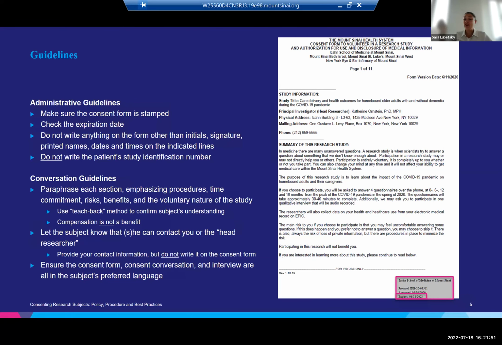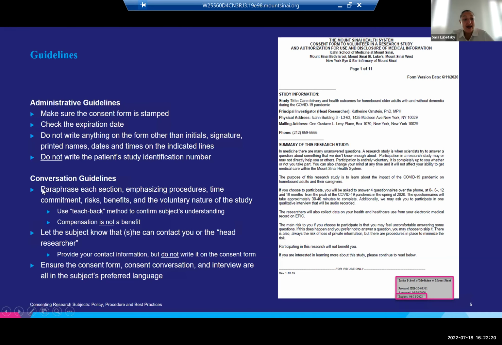As you're going through it, you shouldn't be writing anything in the margins or anywhere that is not directly indicated on the consent form. And please, please, please never write the study ID of the patient anywhere on the consent form. This is about protecting patient privacy. We keep study IDs separate.